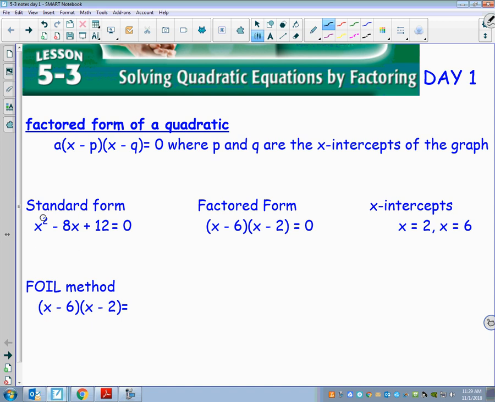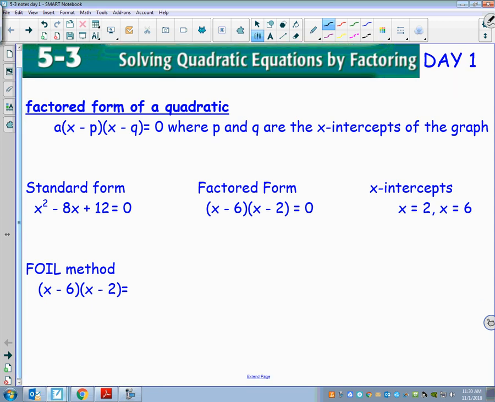So if this is the standard form of your equation, if you factor it, and we're going to go over how to do that in a minute, you would get this: x minus 6 times x minus 2. And then you could solve each one of those and get x equals 2 and x equals 6 as your x-intercepts. So notice that the factors lead us to those things that we found by graphing yesterday. And remember that basically factoring is undoing the FOIL method.